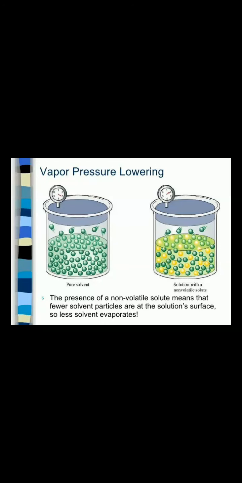In the second container, not all the molecules present on the surface are able to evaporate because part of the surface is covered by non-volatile solute. Hence, the vapor pressure of the solution is lower than that of pure solvent. P1 naught is the vapor pressure of pure solvent and P is the vapor pressure of solvent from solution. The difference between them is delta P.